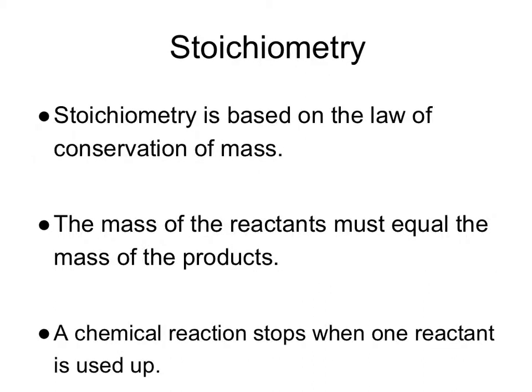We can do stoichiometry because of the law of conservation of mass, which says that the amount of material that you start with is exactly the same as the amount of material that you end up with. It's the same atoms that have just been rearranged and combined in different ways. So because of that, we know that whatever you start with is what you end up with, and we can use that to perform calculations. And this last point is what I was talking about before with the example of the butter and the cookies. A chemical reaction will continue until any one of the reactants is gone. As soon as one of the reactants is used up, that reaction is over.